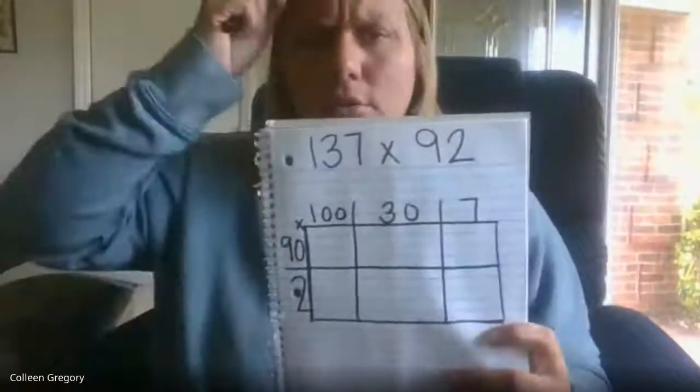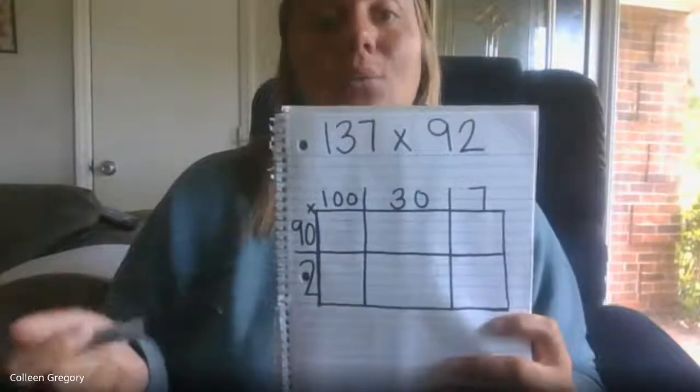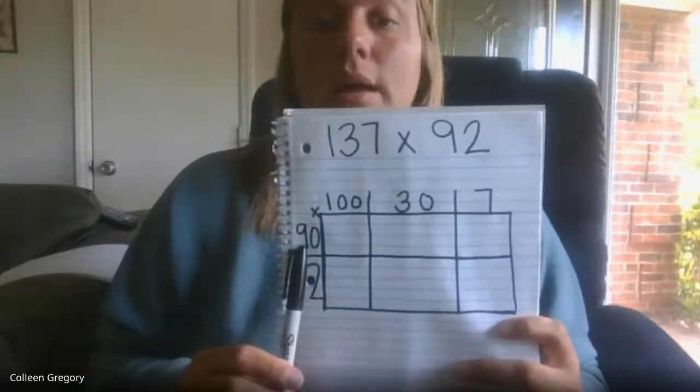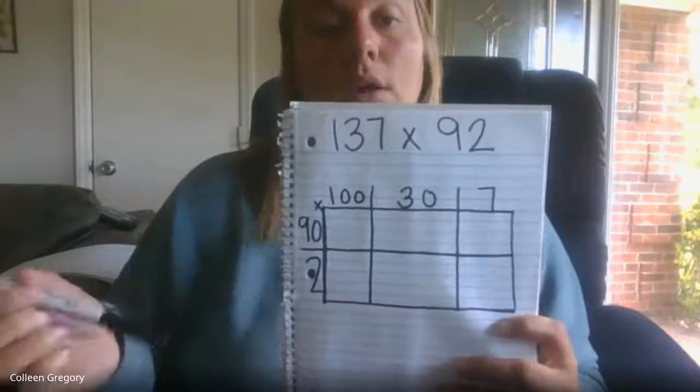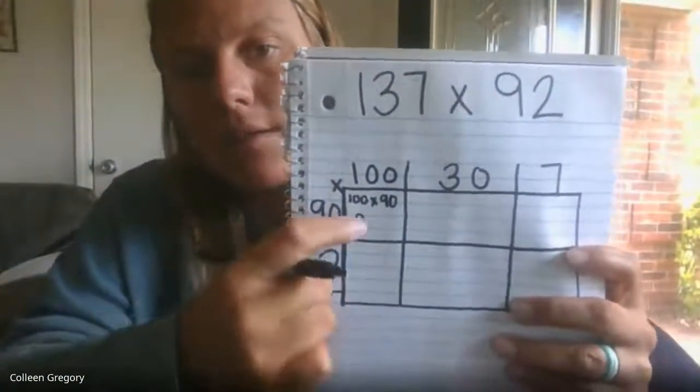Now, I don't know how to solve 90 times 100 in my head. Okay, so I'm going to take what I know and I'm going to do 9 times 1. And we know that 9 times 1 is 9. Okay, so I'm going to write 100 times 90. And I know 9 times 1 is 9. Okay, so far I wrote my number sentence and then I wrote my 9 because I know 9 times 1 is 9.